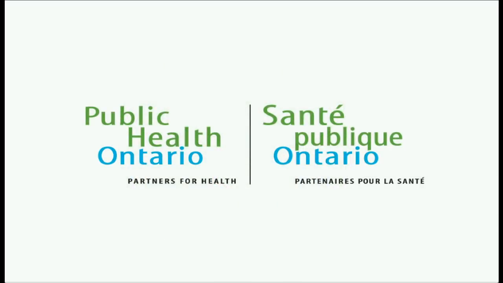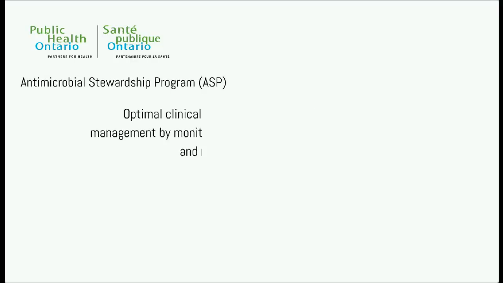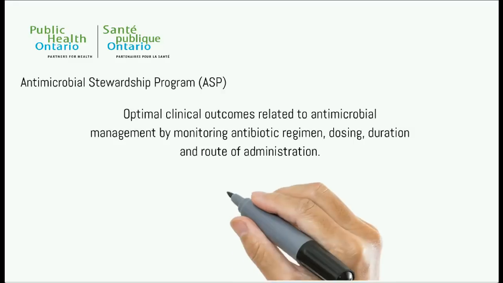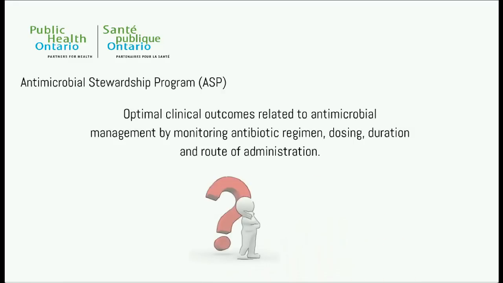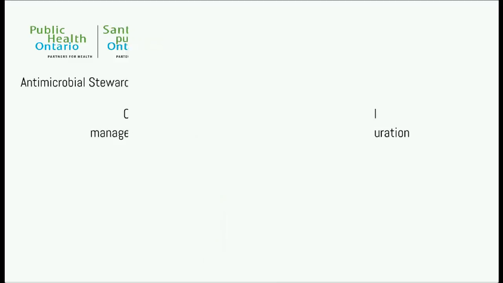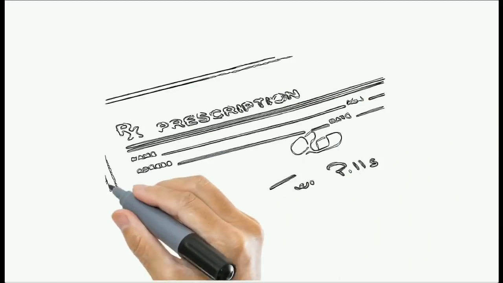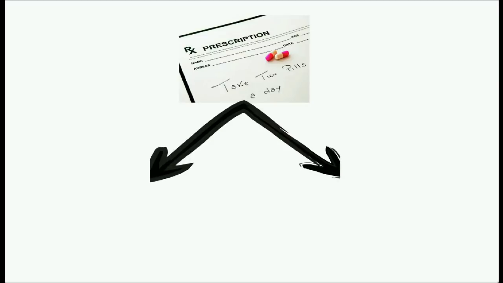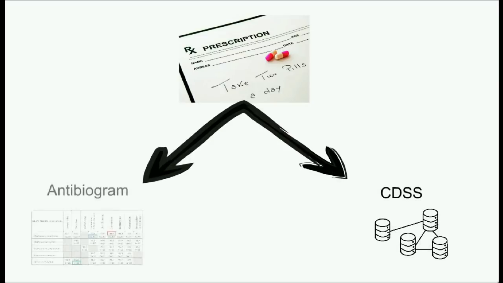In 2003, Public Health Ontario established an antimicrobial stewardship program, which seeks to achieve optimal clinical outcomes related to antimicrobial management by monitoring antibiotic regimen, dosing, duration, and route of administration. The plan, however, lacks proper execution. In prescribing antibiotics for patients in a healthcare setting, the current established approach has two separate systems: the clinical decision support system and an antibiogram.